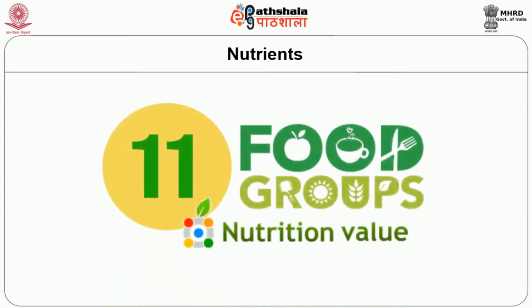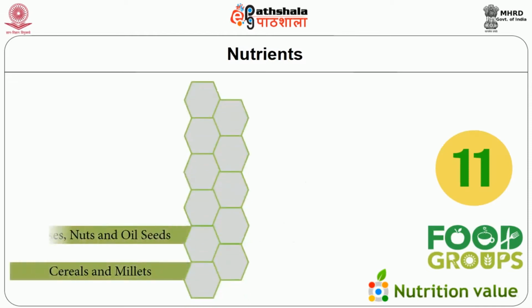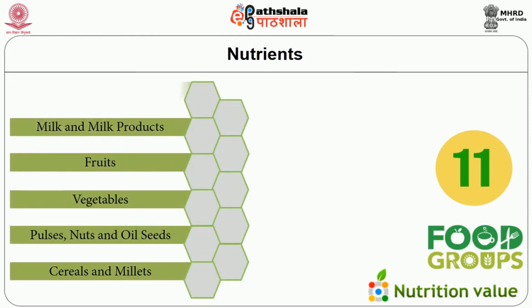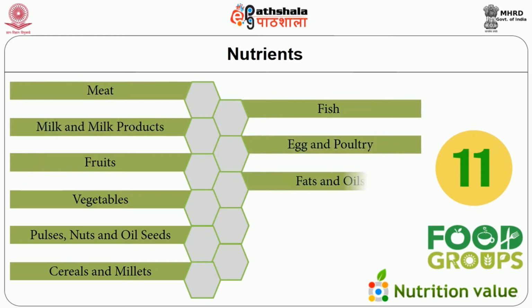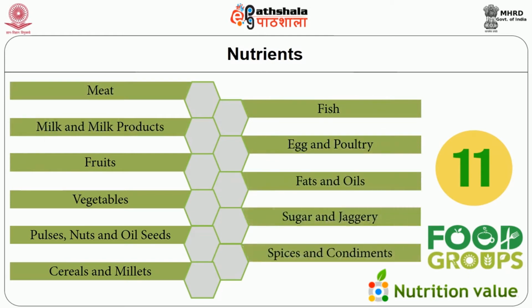Earlier, the foods were categorized and grouped as an 11 group system. This is mainly based on the nutrients that they provide and the order in which the nutritive value is described. They include cereals and millets, pulses, nuts and oil seeds, vegetables, fruit, milk and milk products, meat, fish, egg and poultry, fats and oils, sugar and jaggery, and finally the spices and condiments.